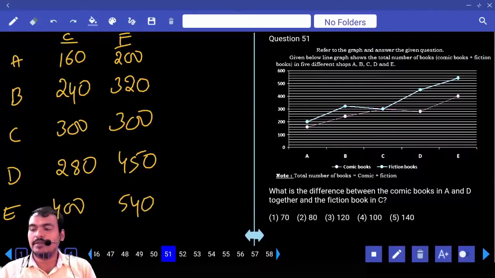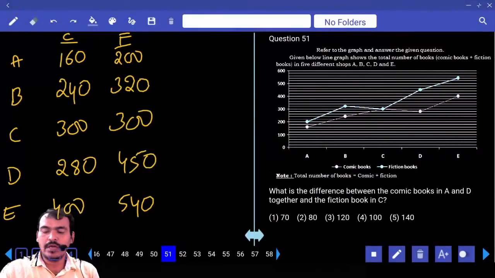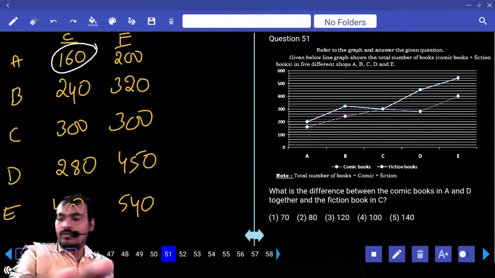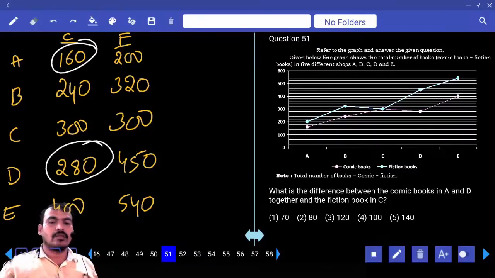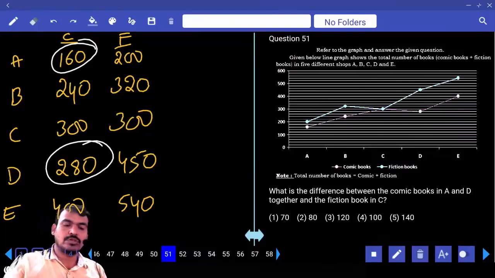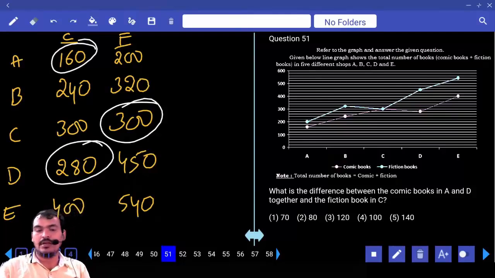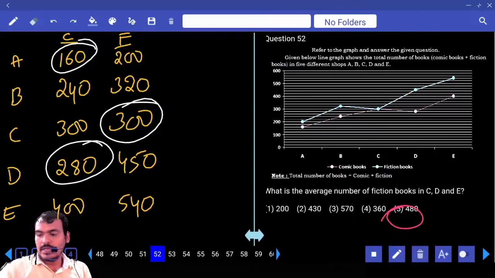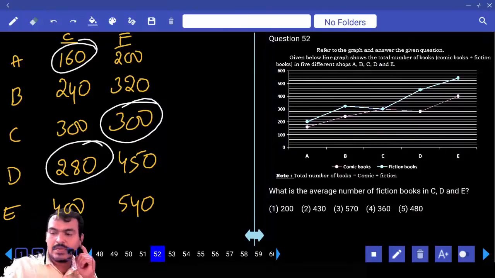What is the first question? What is the difference between the comic books in A and D together and the fiction books in only C? Comic books in A are 160. D 280. 160 plus 280 is 440. And fiction books in C 300. 440 minus 300, the difference is 140. Which option? Fifth option.